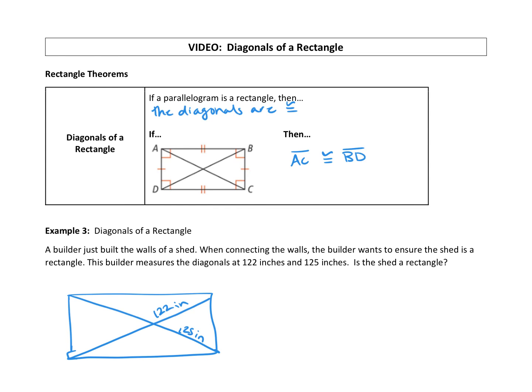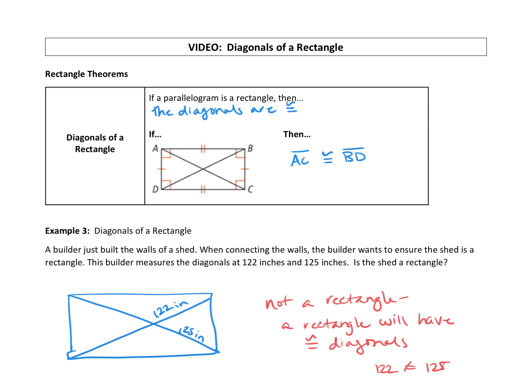Well, we just learned that the diagonals will be congruent in a rectangle. So this shed is not a perfect rectangular shape. So we would say it's not a rectangle. And we know this because a rectangle will have congruent diagonals. And 122 does not equal 125. So the diagonals are not congruent.